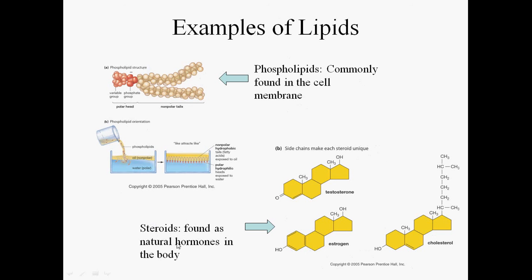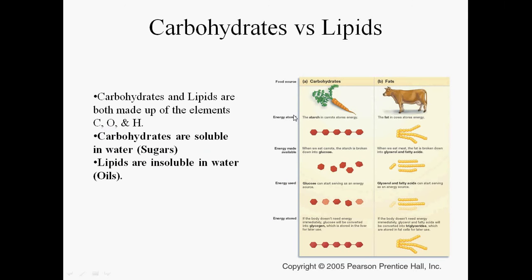And we also have steroids, which are commonly found as natural hormones in your body, where you have testosterone and estrogen. These are actually examples of lipids. Cholesterol is another example of lipids. So you have testosterone, estrogen, cholesterol, and phospholipids that are all examples of lipids.